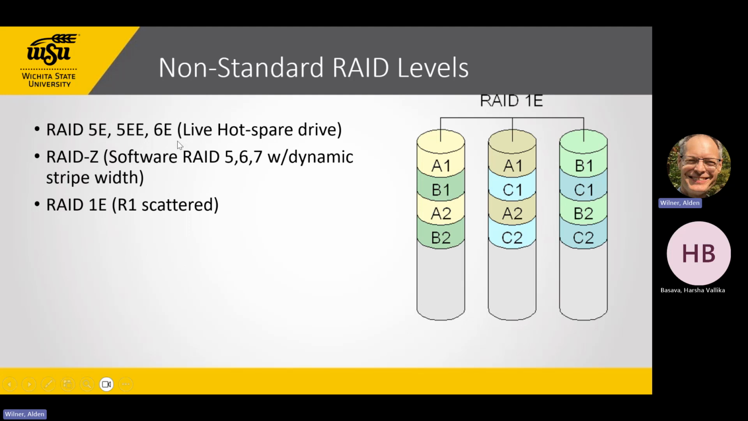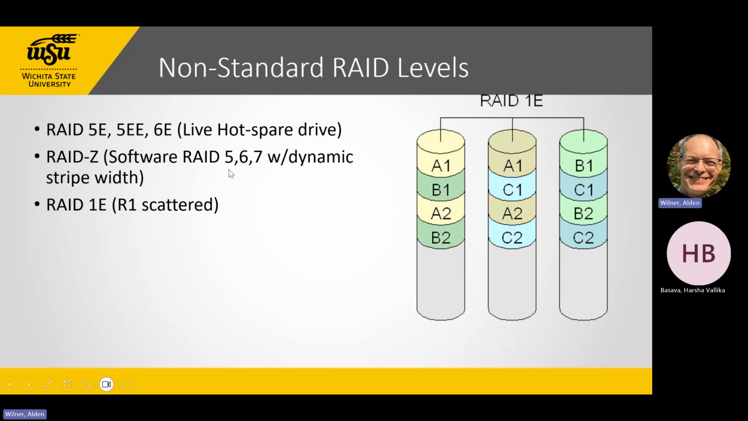So that's a way to get a little bit better performance without much added reliability, unfortunately. RAID 5E, EE, and 6E, basically, all this is saying is we have a hot spare drive. We put an extra drive in there. We keep it spinning at all times. If a drive fails, we immediately start the reconstruction on that drive in order to get the data revived quickly.